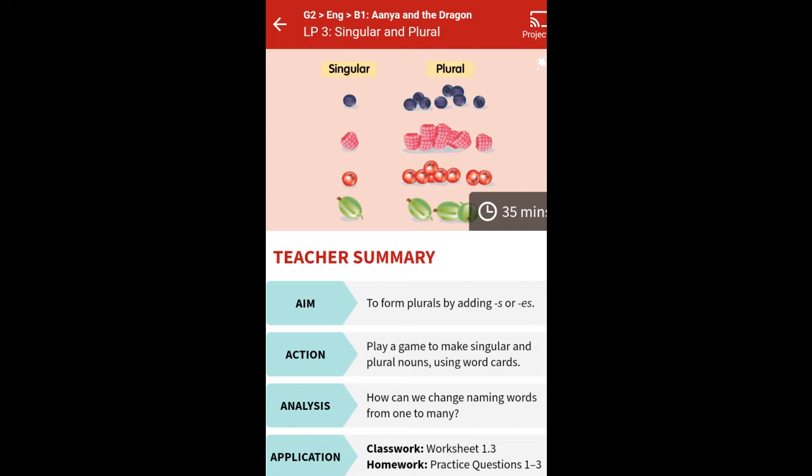Here in this lesson we are going to learn about identifying singular and plural nouns, forming plurals by adding s or es, and using plural nouns in sentences. The card game, I'll explain, you can play with your friend or your family members, because it is impossible to play a card game here in online class. So you can play with your family members or your friends nearby.